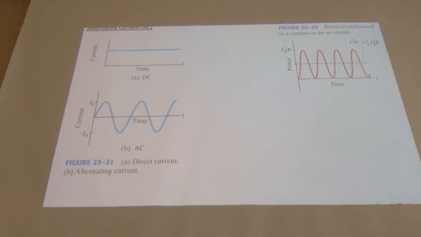All right, so let's finish up this chapter, and we'll see where that gets us. Everything we've been talking about in this chapter, and what we're going to talk about in the next chapter, and probably the next chapter, and the next chapter after that, is something known as direct current.